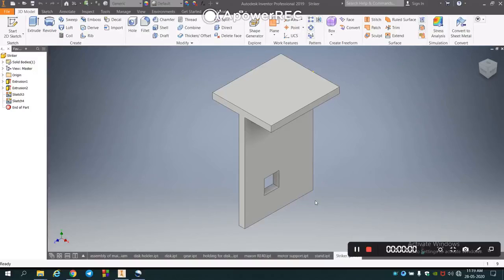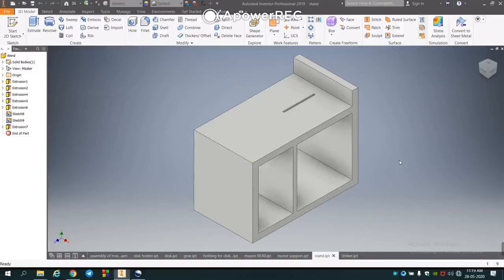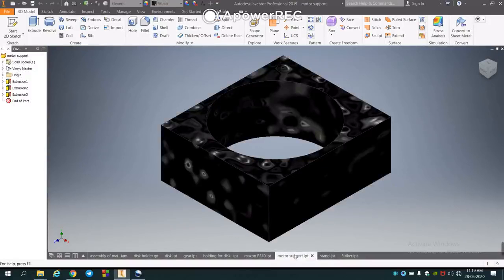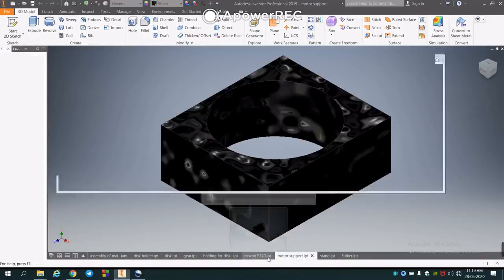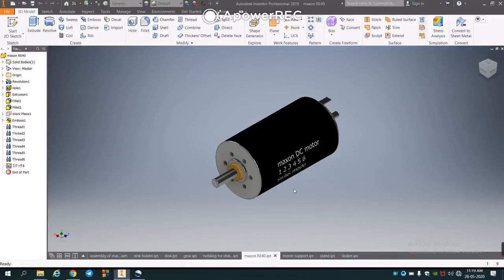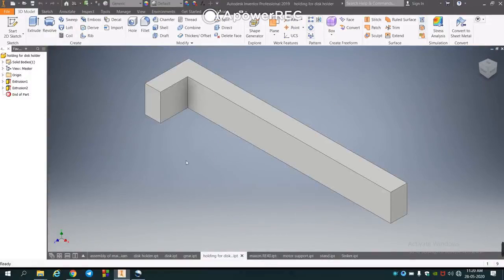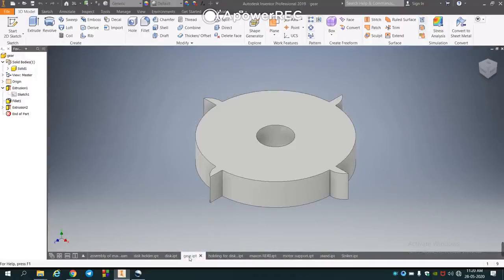We have made the disk launching machine, and I am going to introduce all the parts. This is a striker which is going to hit the disk for the launching. This is a stand on which we are going to place all the subsystems. This is a support which we have made for supporting the motor. This is a motor we are going to use for attaching the gear and pulling back the striker. This is a support for the disc holder. This is the gear which we are going to attach to the motor, and which is also attached to the striker and is going to pull it back.